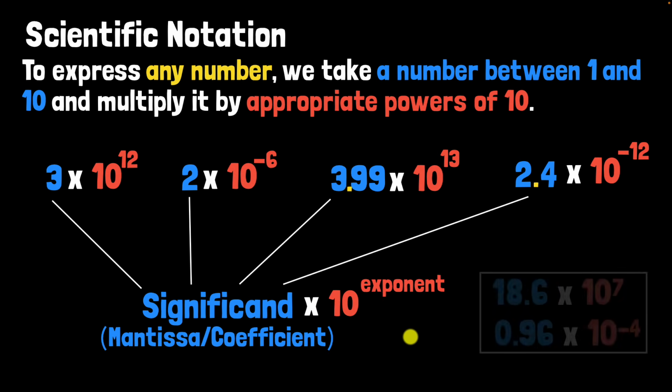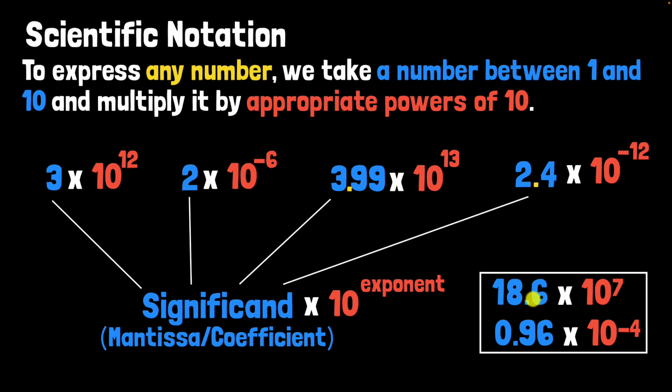Now, here's a quick question. Look at these values. Do you think this is written in the scientific notation? I want you to pause and think about it. All right. Well, at first it looks like that, but actually they're not. And the reason is the significand must be a number between 1 and 10. This is a number more than 10, so that's not right. This is a number less than 1. That's not right. The correct way to write over here is 1.86 times 10 to the power 8. And over here, it's 9.6 times 10 to the power minus 5. And don't worry, we'll do some practice now. But the big idea is that the significand has to be between 1 and 10.